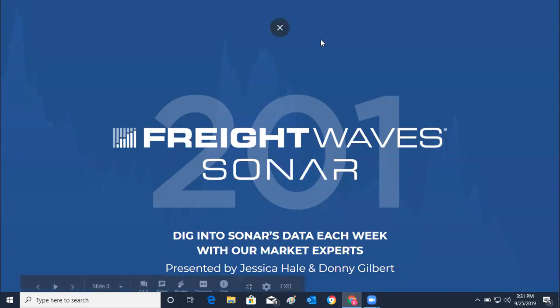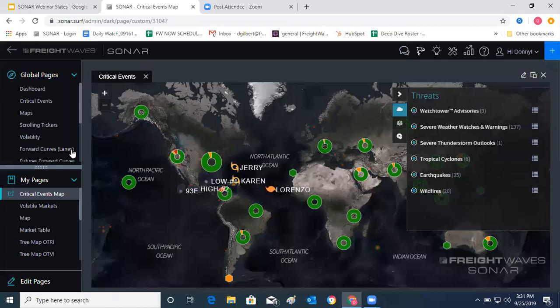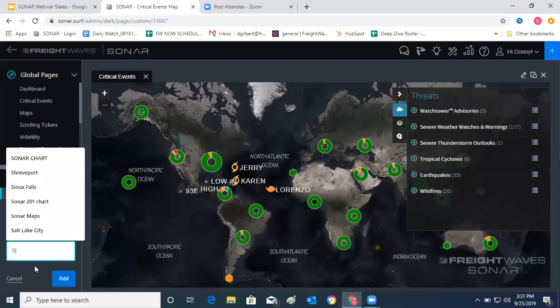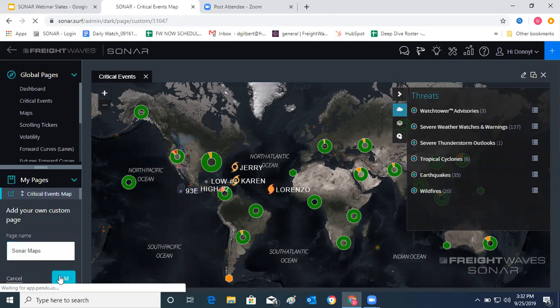Let's pull up and start with building a US map here, and looking at outbound tender volumes. So to build a map, I'm going to click down here on my edit pages, and then I'm going to click here on the blue section that says add a page. I'm going to name it Sonar Map and click add.